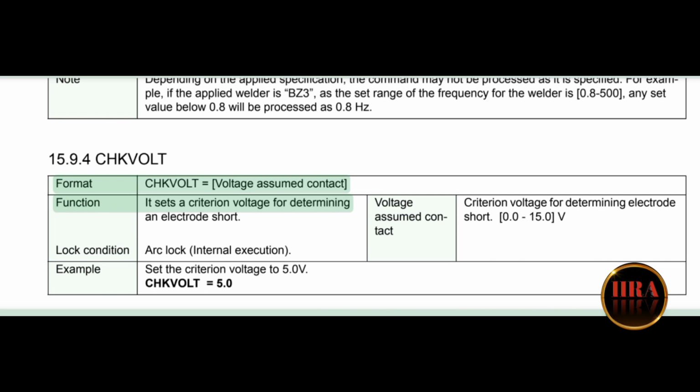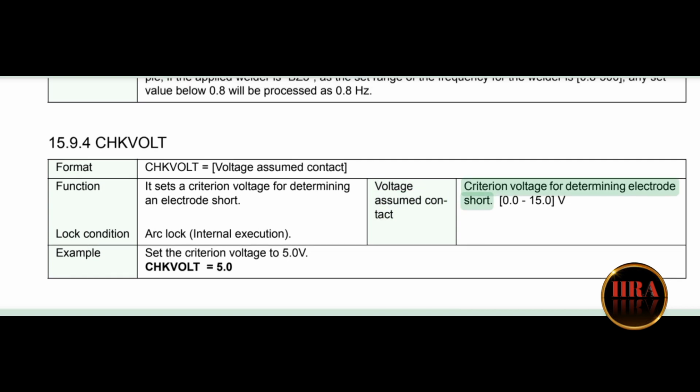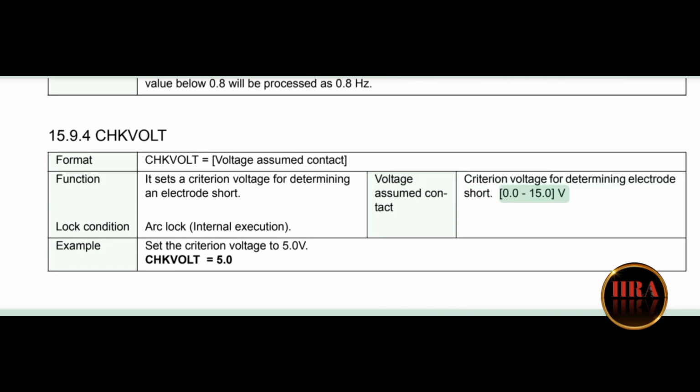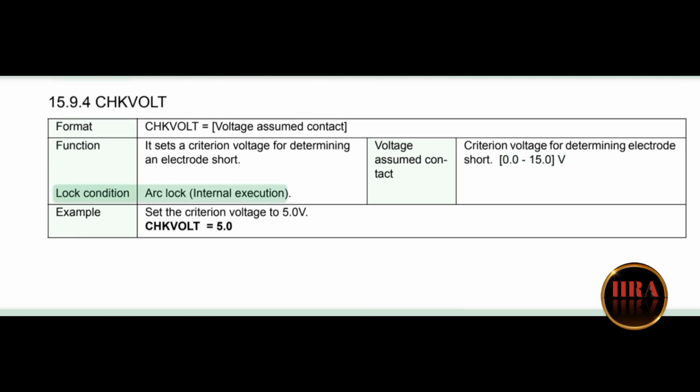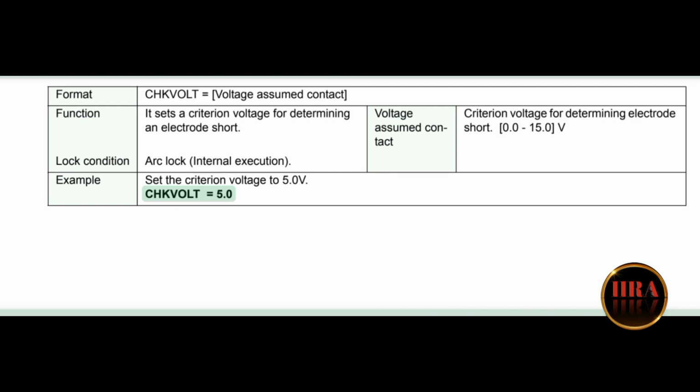Format: CHKVOLT equals voltage assumed contact. Function: it sets a criterion voltage for determining an electrode short. Voltage assumed contact: criterion voltage for determining electrode short, 0 to 15.0 V. Lock condition: arc lock, internal execution. Example: set the criterion voltage to 5.0 volts. CHKVOLT equals 5.0.